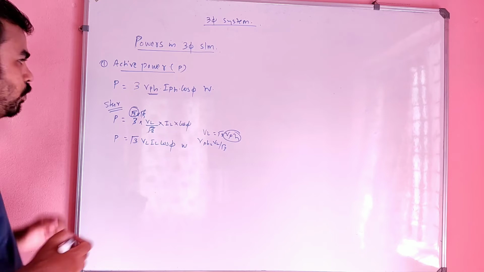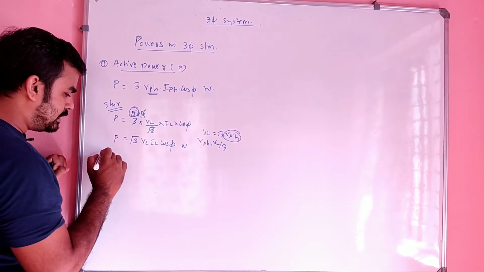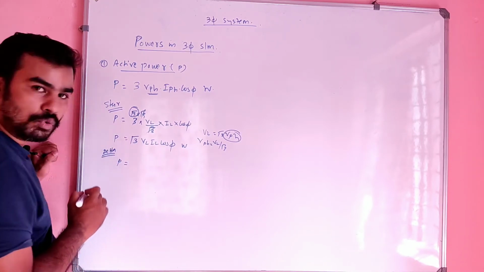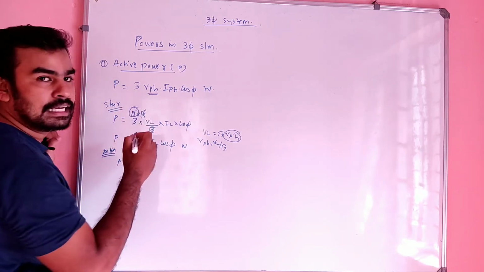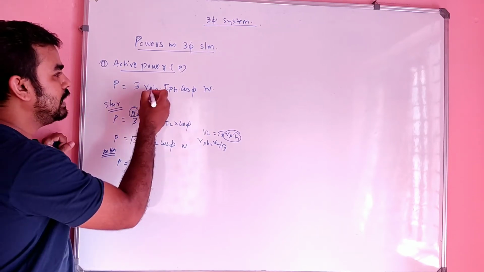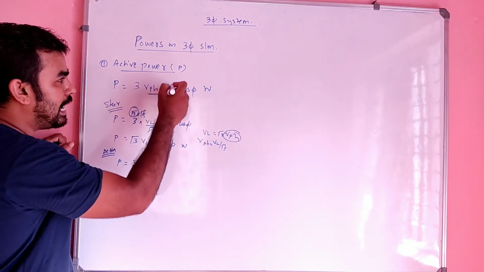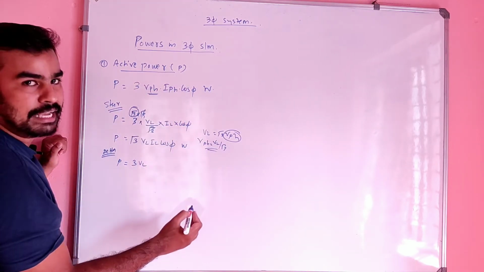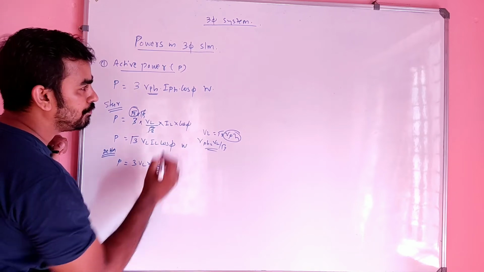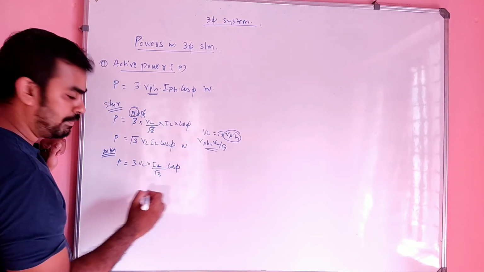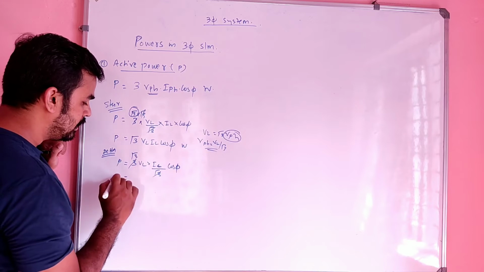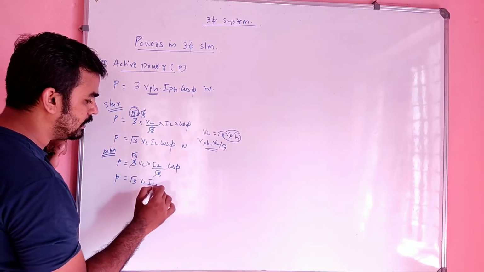So this is also an equation for active power. But in delta connection, is it different or not? In delta connection also we have P equal to 3 into, line voltage and phase voltage are the same. So V phase and VL are the same. But in delta, I phase and IL are related, so I phase is IL by root 3, correct or wrong? IL by root 3 into cos phi. Again this 3 can be written as root 3 into root 3, and one root 3 cancels, so the remaining will be only root 3. So P will be root 3 into VL IL cos phi.